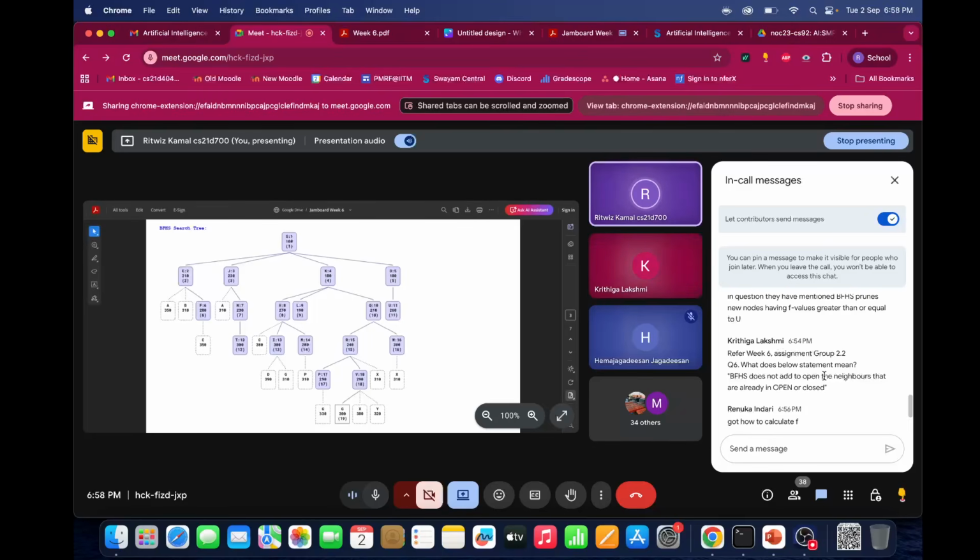When you already have a particular node in the open list, which means it is yet to be inspected, there's no point adding it again, because it will already be inspected in the queue structure. At some point it will be inspected, so we don't need to add it again. And we also don't need to add it if it is already in the closed list, because it means that it has already been inspected. Does that clarify your doubt?